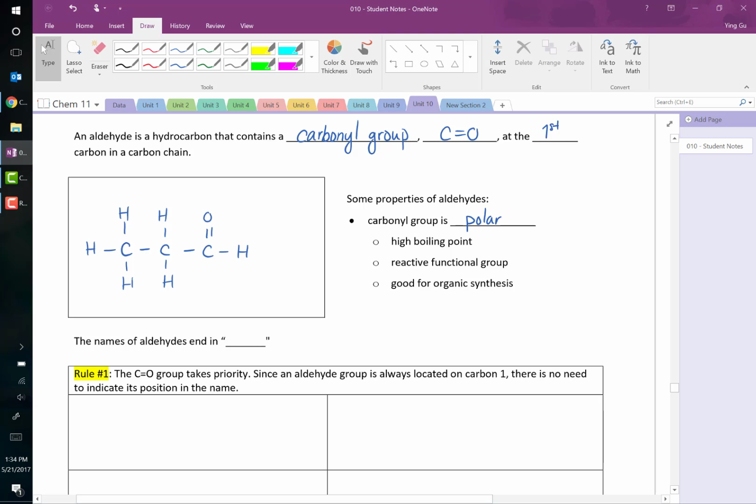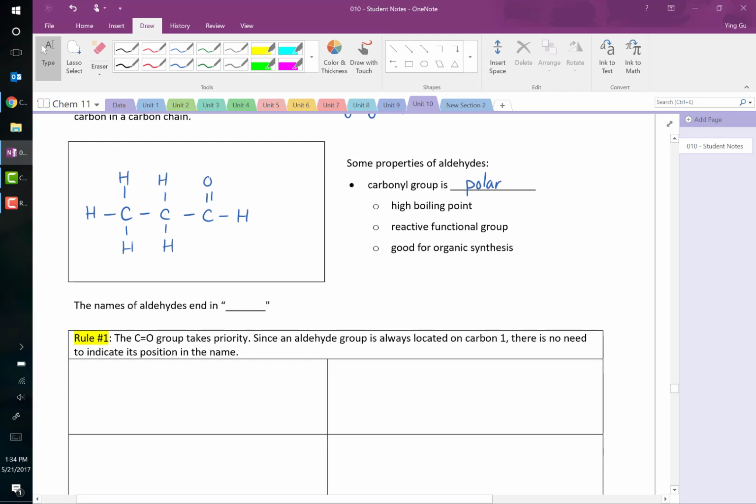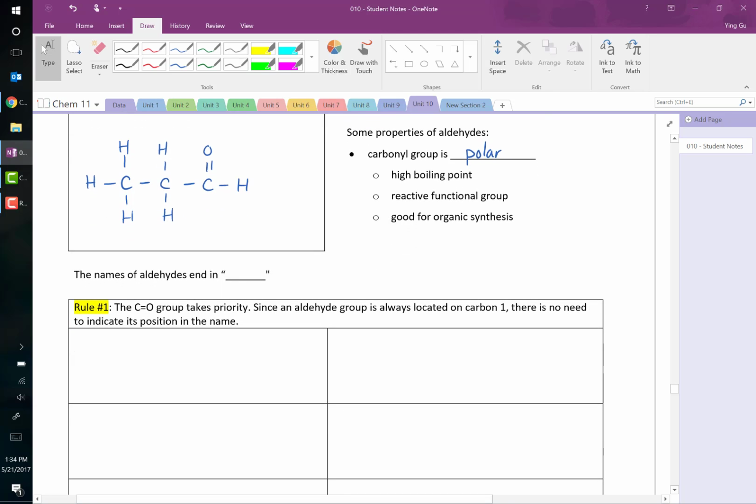Okay. Now the carbonyl group is polar, which makes aldehyde molecules also polar, which gives them a particularly strong intermolecular force, and which causes a high boiling point. The polar carbonyl group also facilitates chemical reactions. Because that group is polar, it has the ability to attract certain parts of other molecules, thus making the aldehyde family a very reactive family, which is good for organic synthesis.